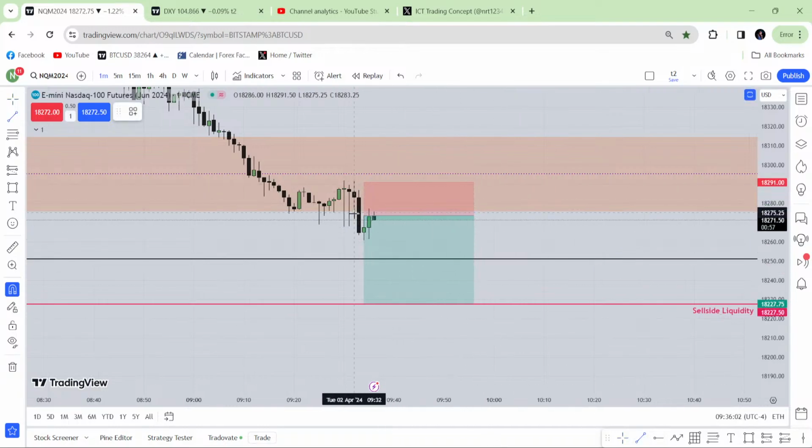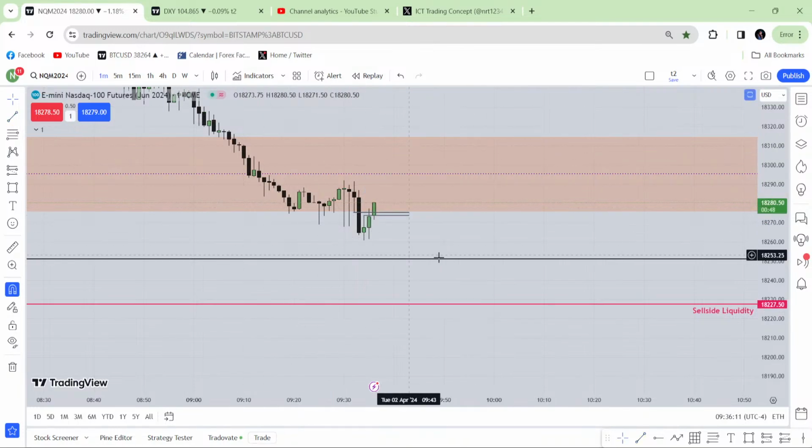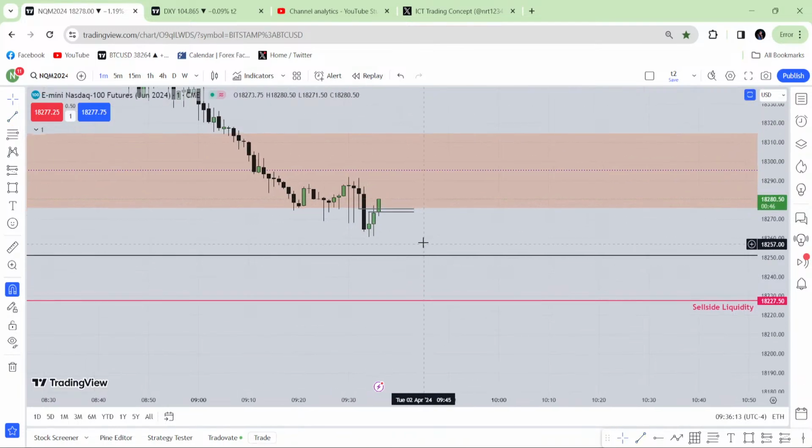from this fair value gap. It's a very small fair value gap, but still there is a fair value gap. Just remember that there is a fair value gap if it falls. I'm just not interested in that.